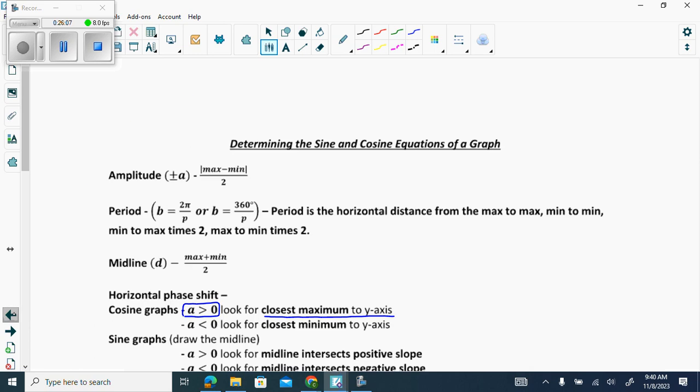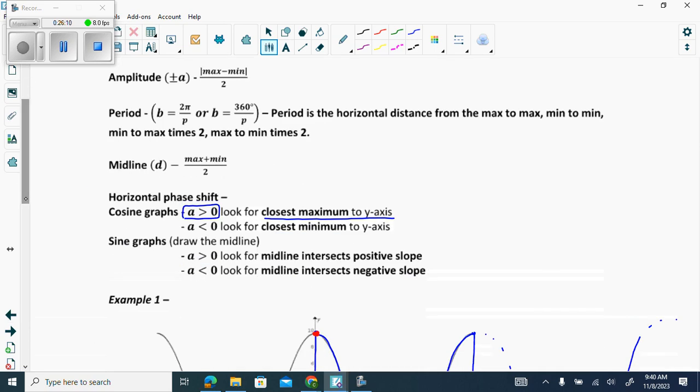I've lost my brain cells. It's fine. Okay. Now type into your calculator negative cos x.